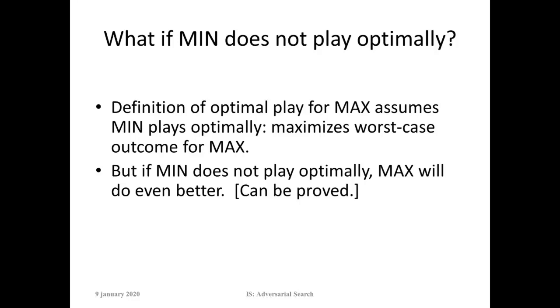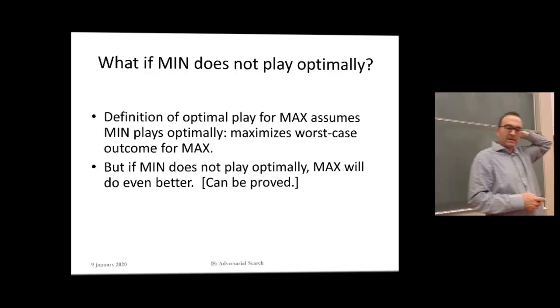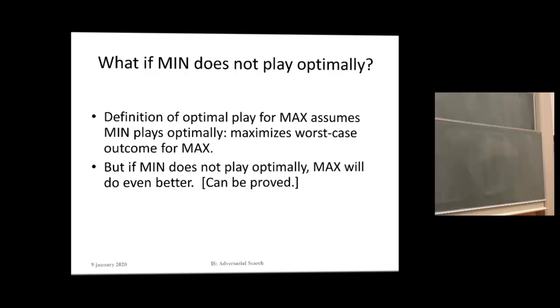So now the question comes: what happens if min doesn't play optimally? So when it doesn't choose the best possible value it could achieve, but tries to do something clever. And it has been proven that if min doesn't play optimally, max will do even better. Yeah. So there is really no way of outsmarting this systematic algorithm.